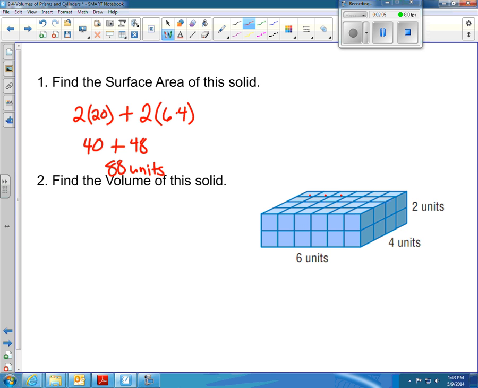1, 2, 3, 4, 5, 6, 7, 8, 9, 10, 11, 12, 13, 14, 15, 16, 17, 18, 19, 20, 21, 22, 23, 24. So 24. I just counted those. An easier way to do that would have been to take 6 times 4. But there's 2 layers of blocks, so I'm also going to times that by 2. And we get 48 units this time. Keep that in mind here.